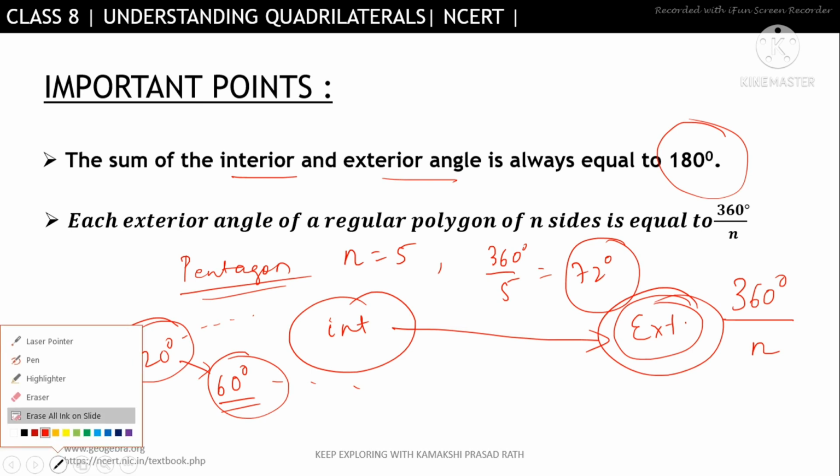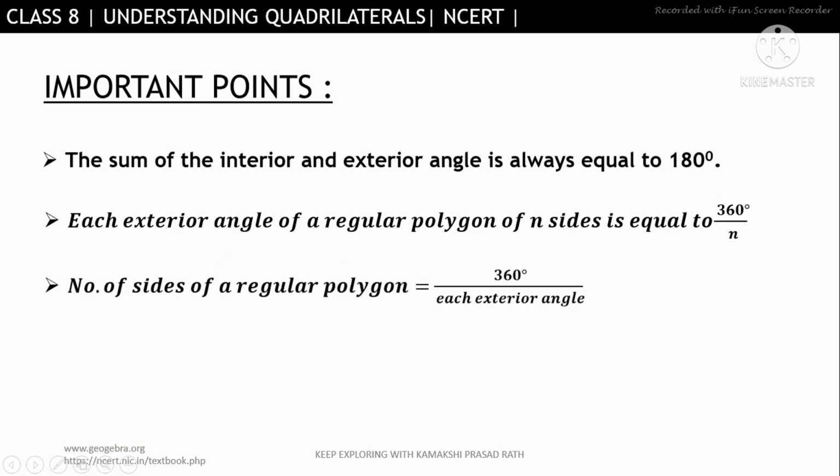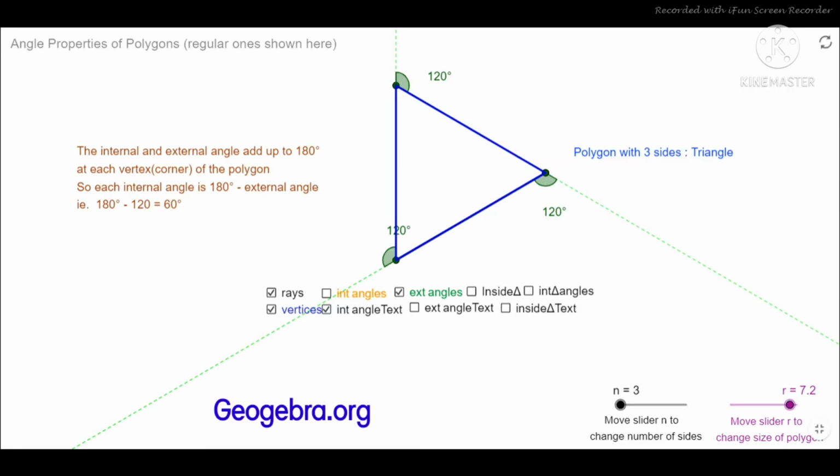The next one says, same thing, the number of sides of a regular polygon equals 360 degrees divided by each exterior angle. So according to the exterior angle of the regular polygon, we can find how many sides it has. Now let's use the GeoGebra applet and verify these important points.